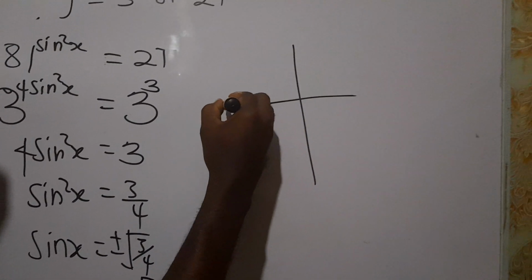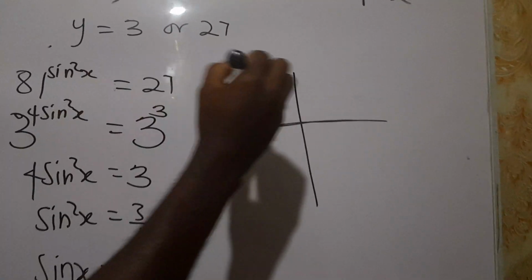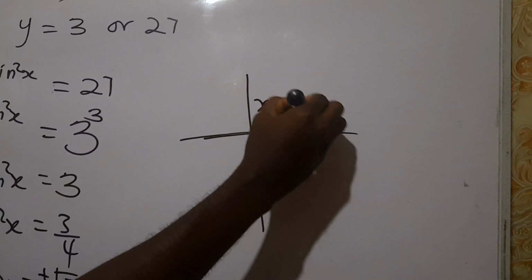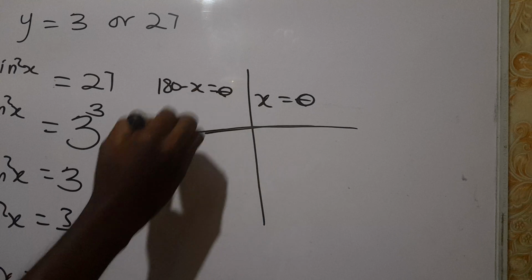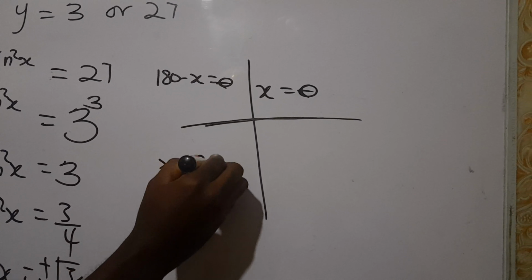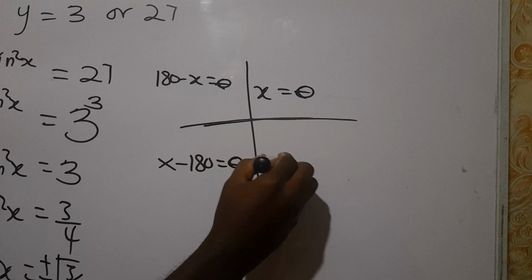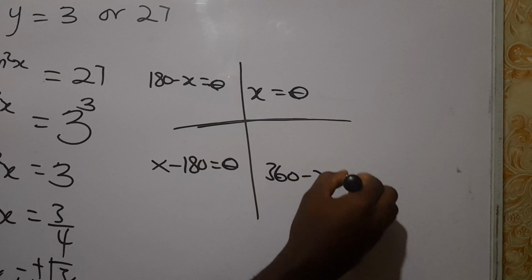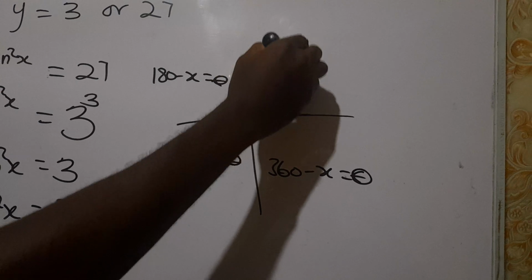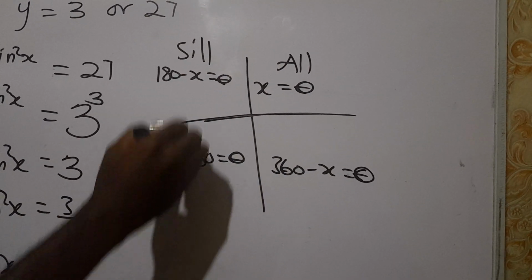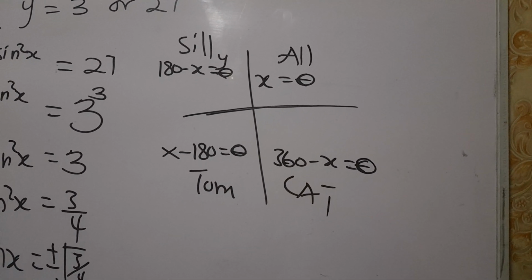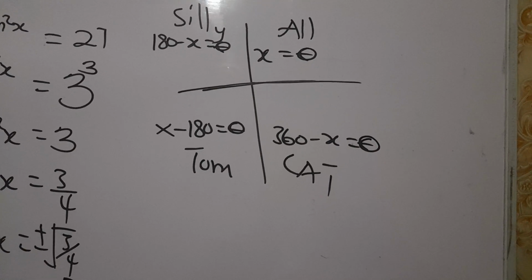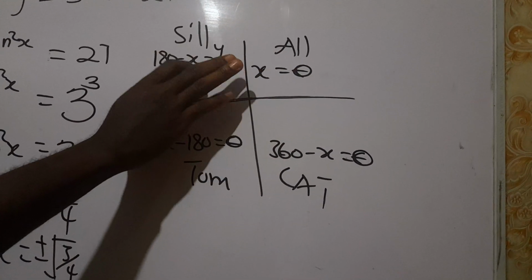So that's for the first quadrant. So we use our quadrant again, the mnemonic scheme. Remember, x is equal to theta in this quadrant. 180 minus x is equal to theta in this quadrant. x minus 180 is equal to theta in this quadrant, the third quadrant. Then 360 minus x is equal to theta in the fourth quadrant. And All Silly Tomcat, the mnemonic scheme. So the first quadrant, we know x to be 60 degrees already, so we find the second quadrant.